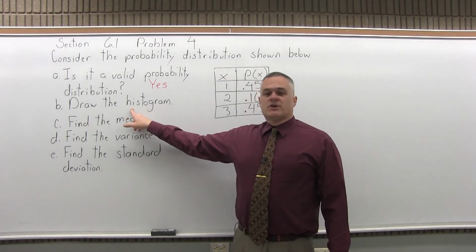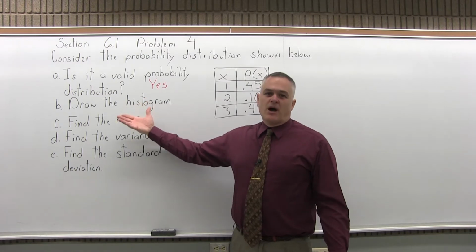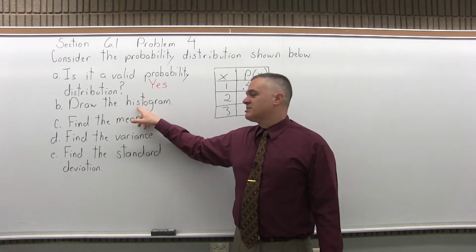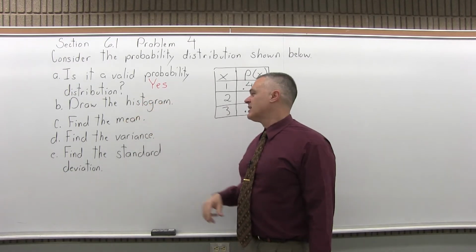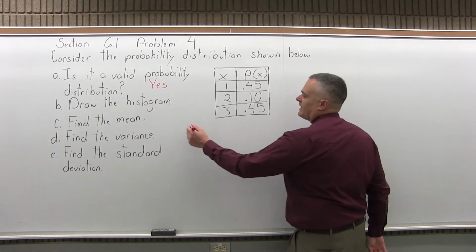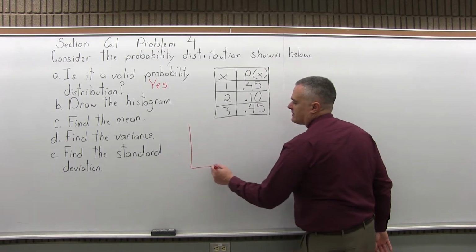Part B, draw the histogram. So again, for histogram, they're looking for the bar graph. Histogram is kind of a special type of bar graph. The bars have to be vertical as opposed to horizontal, and they have to touch. So I'll see if I can squeeze it in right underneath.